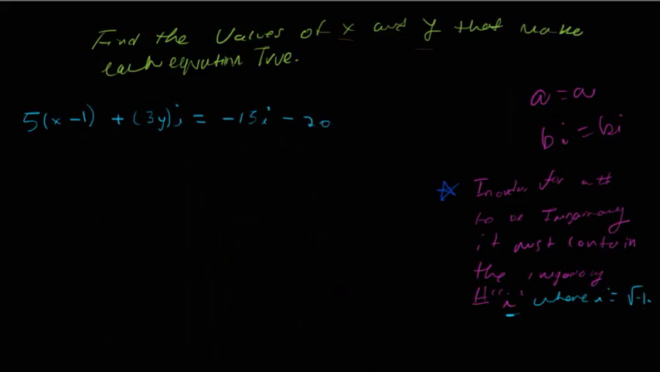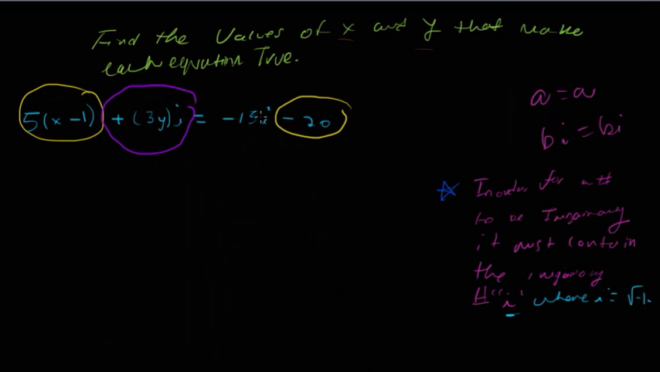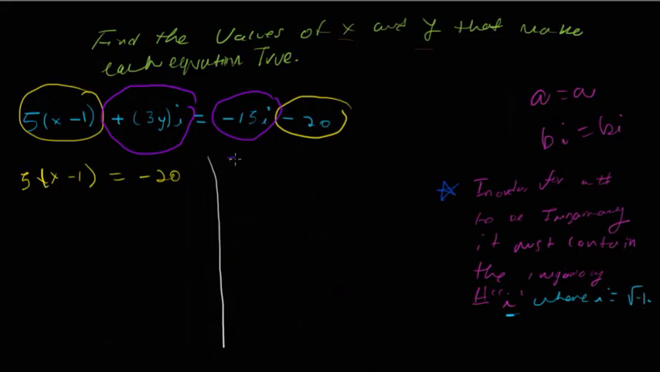So what we'd actually do here, let's identify our real, which would be this here, and this here, because we see no i at the end. And let's identify our imaginary. We have this here, and we have this here. So basically we're saying yellow equal to yellow and purple equal to purple. So it'd be 5 times x minus 1 is equal to minus 20. Now, once we have that down pat, let's get the purple. It'll be 3y, because you distribute that i, so it'll be 3yi is equal to minus 15i.